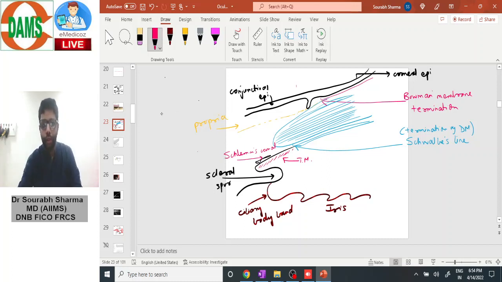Okay, this I have told you, this is the palisades of Vogt, which are more in the superior and inferior. Palisades are more in the superior and inferior. Now, what is a landmark? What important landmark you have to understand while doing the limbus?